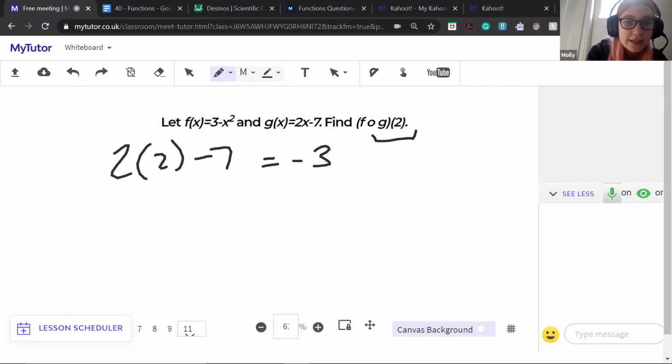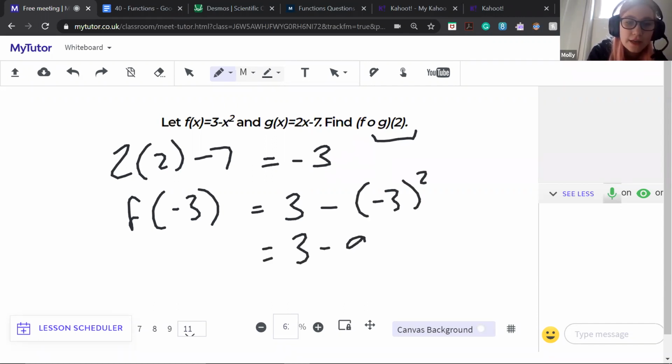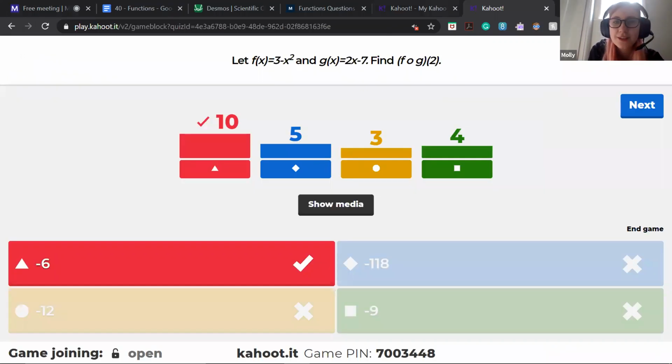And then we can plug that into f of x. So f of minus 3 is 3 minus 3 squared. So plugging that in there, 3 minus 9, minus 6. I hope that was the answer because I didn't. Yes, wonderful. Minus 6. So we did g of 2 first and then popped it into f. That's a quicker way of doing that.